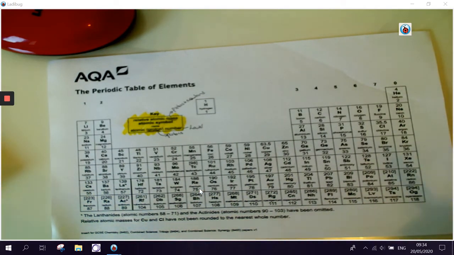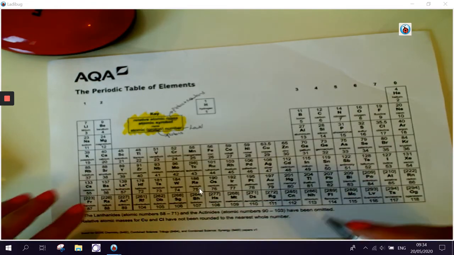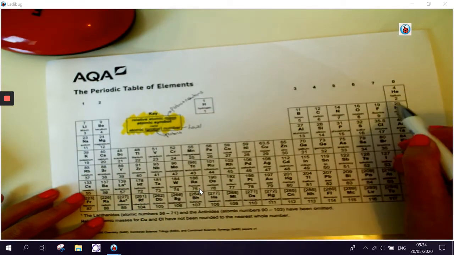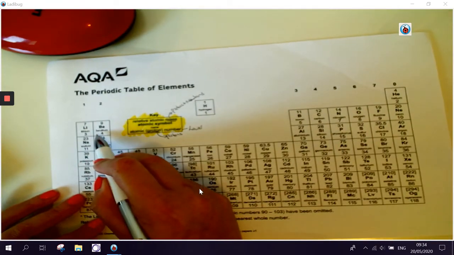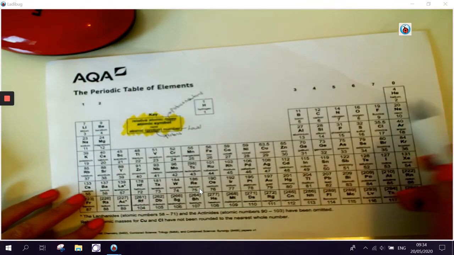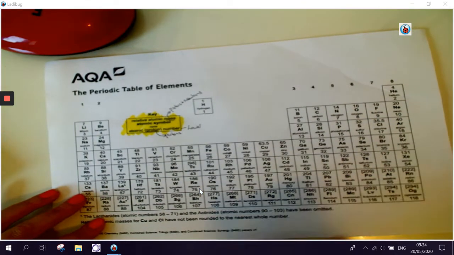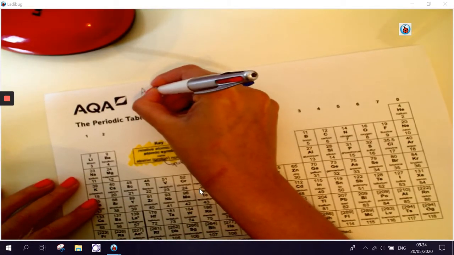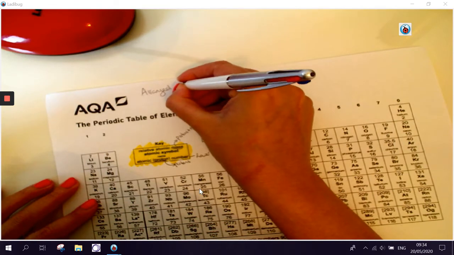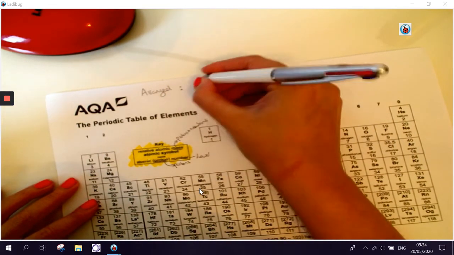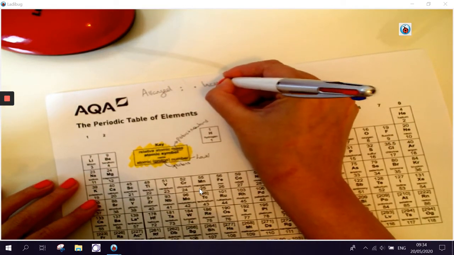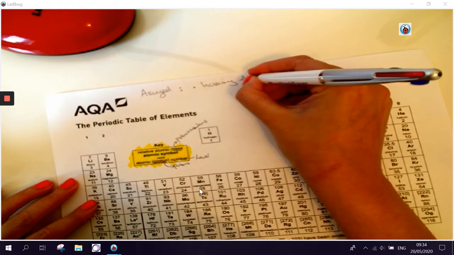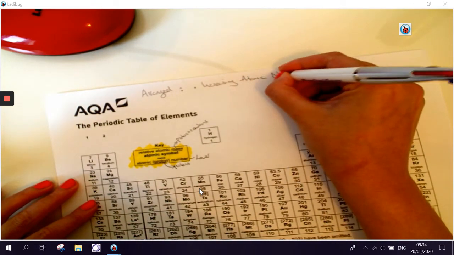If we look at the periodic table, we can see that there are some patterns to its arrangement. So the first thing is that it is arranged in order of increasing atomic number, which means every time we go across, the element gains one proton. So this is the first way it's arranged, increasing atomic number.